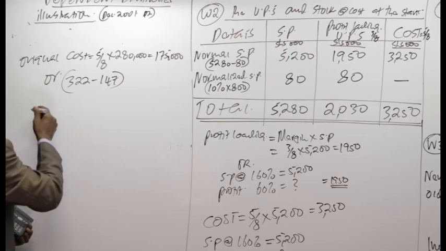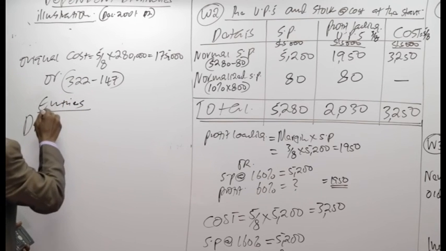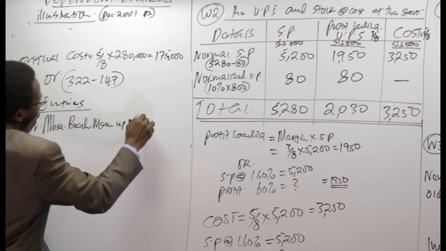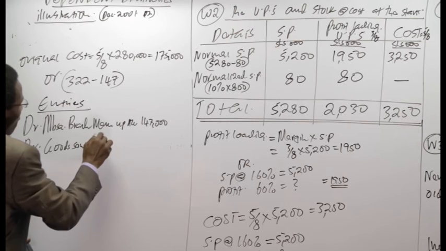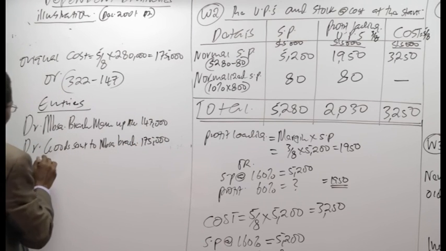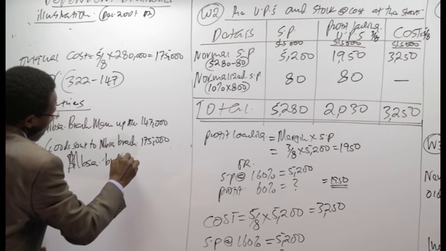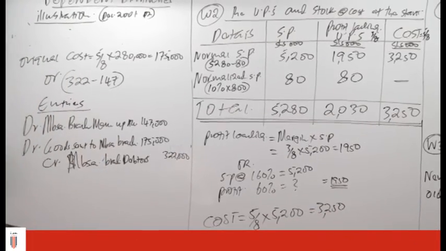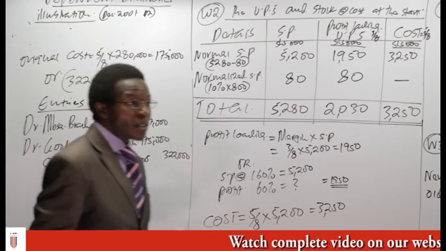Now what are we going to do with this? Now just the double entry. What entry are we going to do in this? We are going to debit our Mombasa branch markup account with the 147,000. We also debit the goods sent to Mombasa branch account with the cost. The cost is 175,000. Then we credit our Mombasa branch debtors account with the total 322,000. That's just a signal of what we're expecting to do. So that's not a problem at all, and we are going to use it. Now, from here, friends, we are good to go.